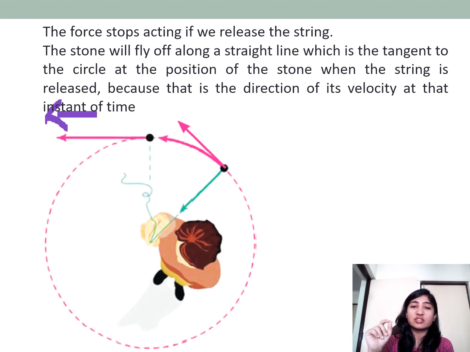So from the point where the string is released, the ball or that stone will go in straight direction. So we have seen some examples to understand that, right? So it is simple.